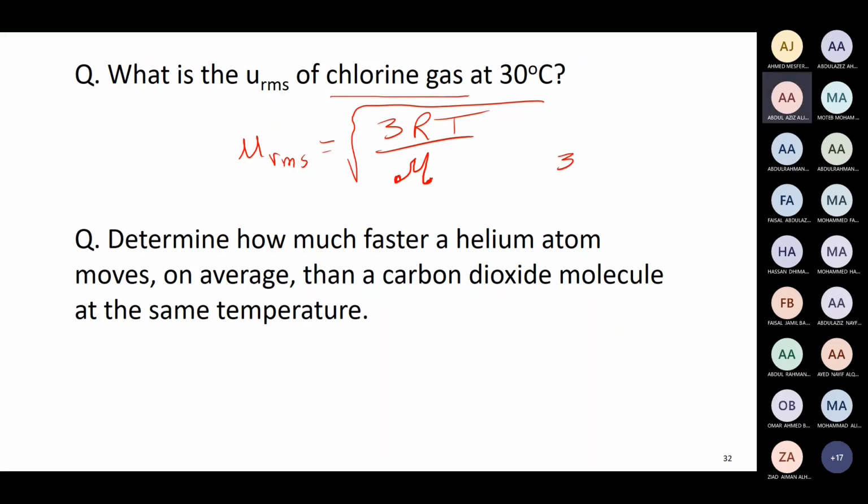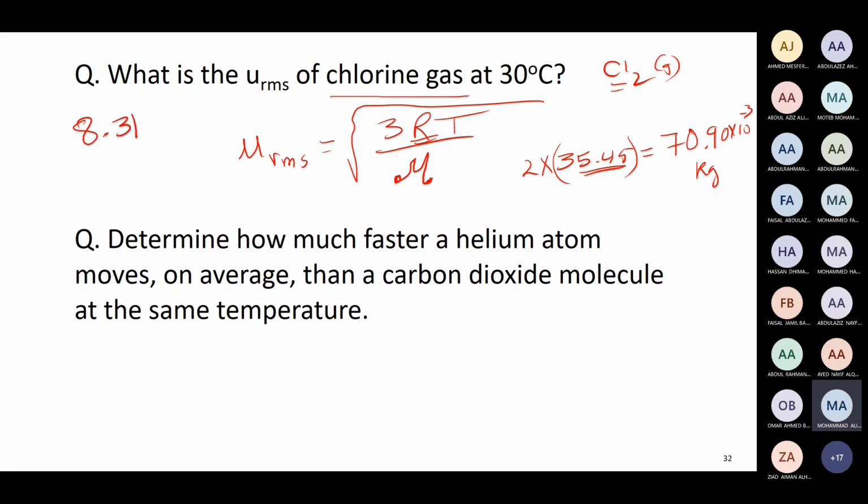35.5. 35.45. Is this the correct answer? No, divide by 1000 and multiply by 2. Chlorine gas is Cl2, not Cl. This is Cl only. Chlorine gas is Cl2. Clear? So the mass is 70.90. Clear, guys? And this one times 10 to the power minus 3 kilogram. Which R are we going to use here? 8.31. Exactly 8.31, because I want it in joule, not the liter atmosphere.